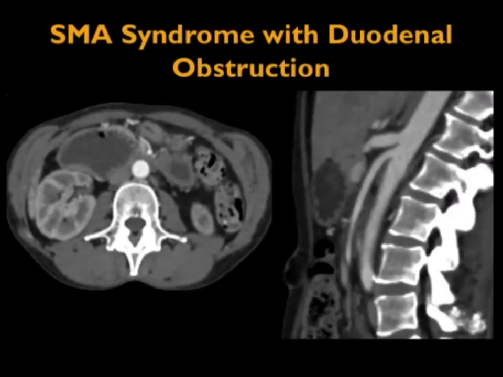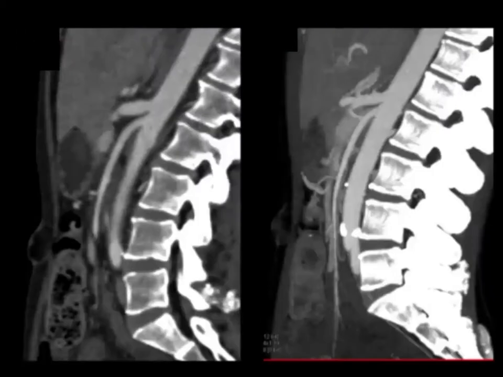And one more example, look at the duodenum, how it's dilated up to the region of the SMA. The angle between the SMA and the aorta is narrowed, not as bad as the last case, but it's narrowed. And you see the left renal vein is compressed. And here's a few more views sagittally. And here's a few more views coronally.